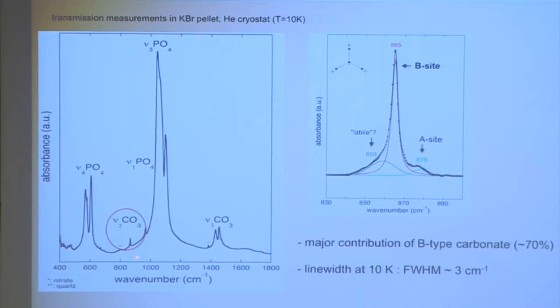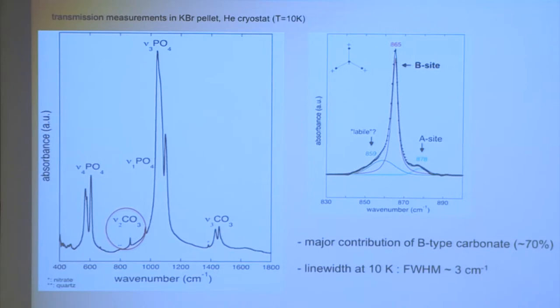And if we focus on this peculiar mode that still corresponds to the motion of the carbon atom perpendicular to the triangular plane, we can see that here the spectrum is in fact dominated by this very narrow signal. So the spectrum indicates that you have a major contribution of B-type carbonate, about 70%.